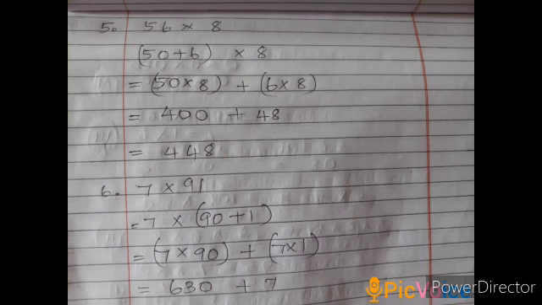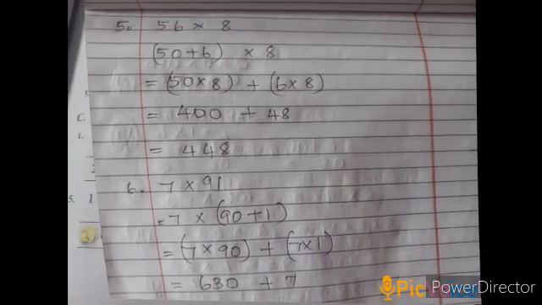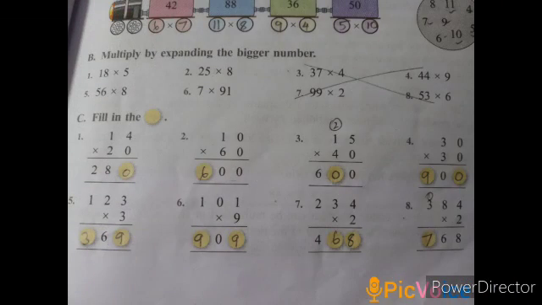Next is 7 into 91. 91 we can split into 90 plus 1. 7 into 90 plus 7 into 1. 7 into 90 is 630, plus 7 into 1 is 7. So the answer is 637.